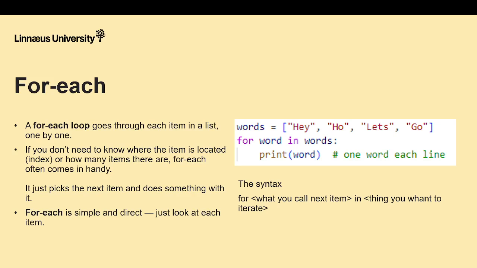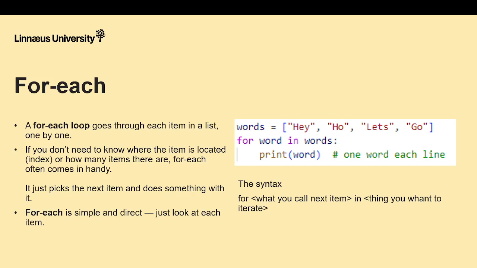A for each loop goes through each item in a list, for example, or a string, one by one. If you don't need to know at what index the items or the values are located, or how many items there are in the list, a for each loop often comes in handy. It just picks the next item and does something with it. I think the for each loop is simple and direct.